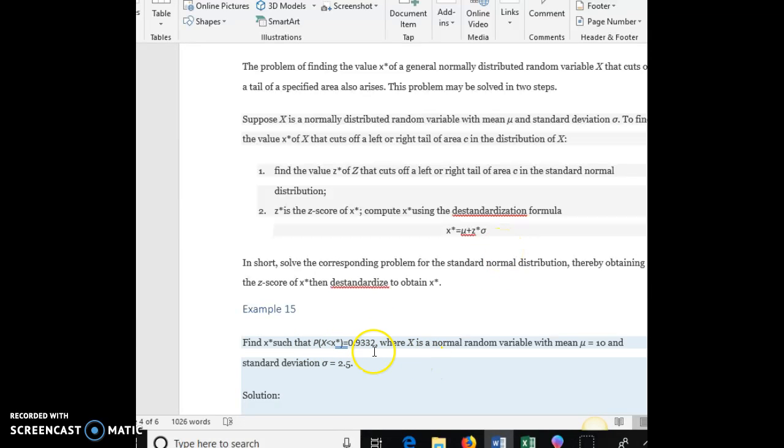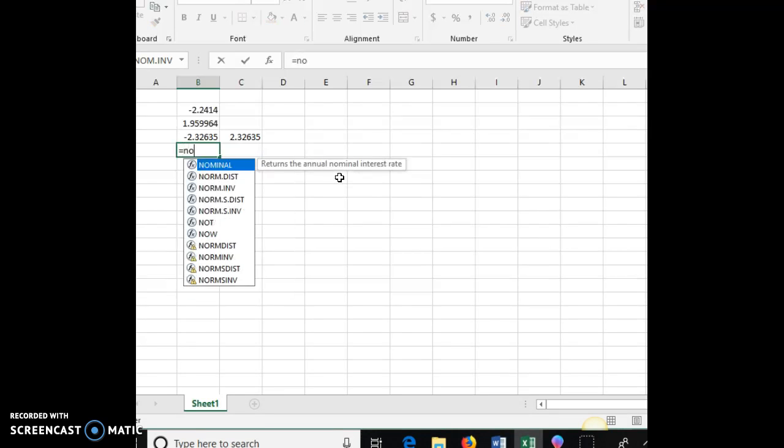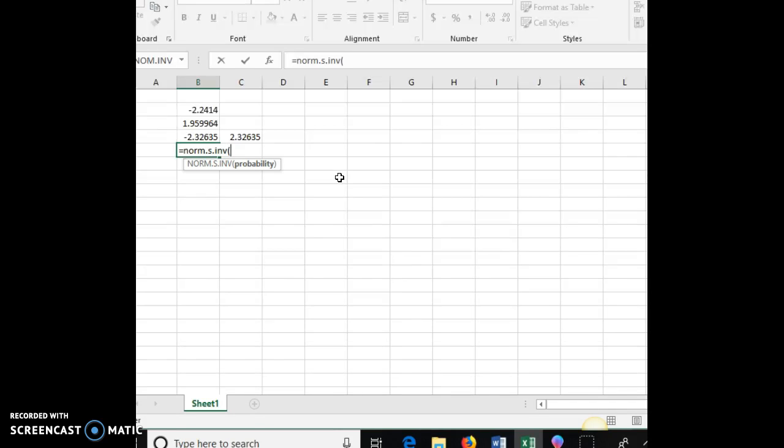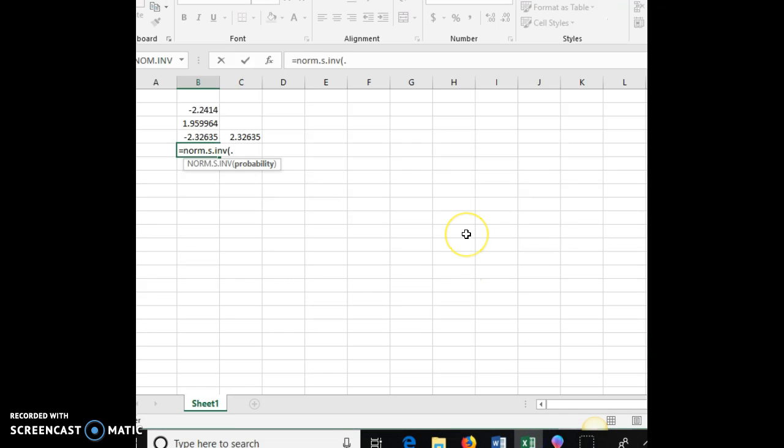All right, since it's less than, all we need to do is plug in 0.9332. So let's use the same formula we've been using all along, the inverse, and we're going to put in 0.9332, and we get 1.50056.